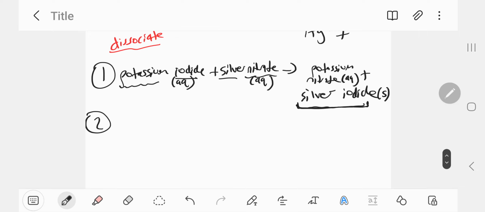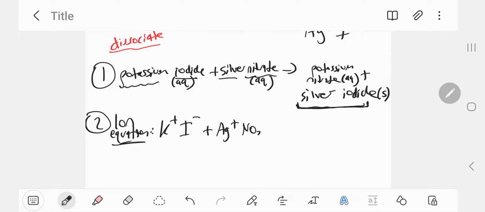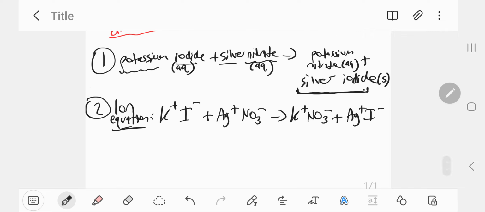Step two is to write this in terms of a chemical equation. Actually, I'm just going to write the ion equation for now. Let's rewrite it in terms of ions. So potassium is K plus, iodine is I minus, plus silver, which is Ag plus, and nitrate is NO3 minus. That makes potassium nitrate K plus, NO3 minus, and silver iodide Ag plus, I minus.